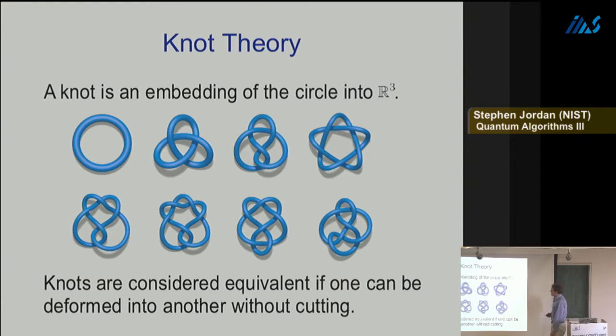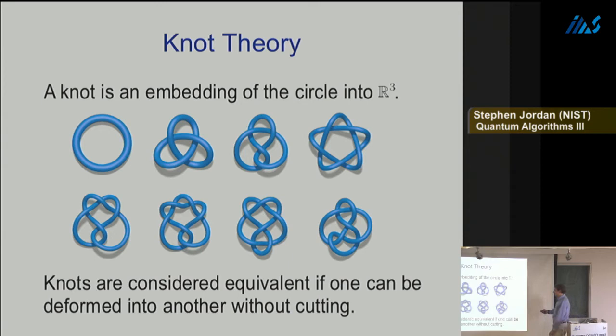And so you can look up knot tables. Mathematicians have categorized all the knots with no crossings. There's only one, which is called the unknot. That's just the circle. And then all the knots with three crossings, and so on and so on. So here are the first few from one of those tables.